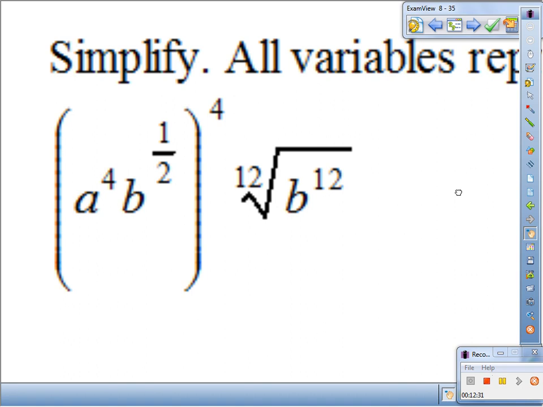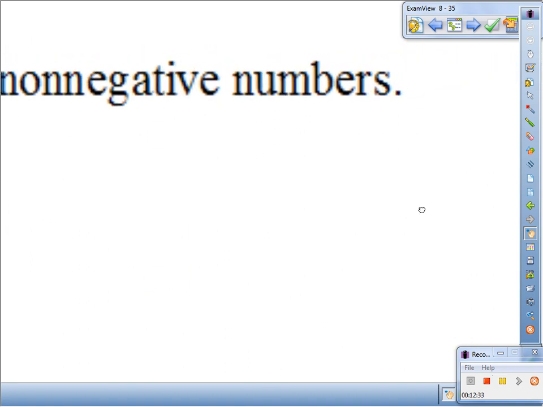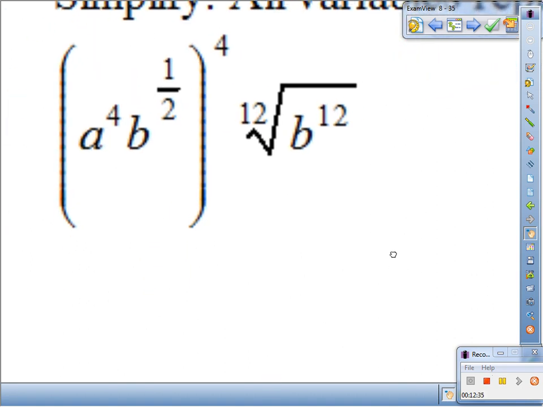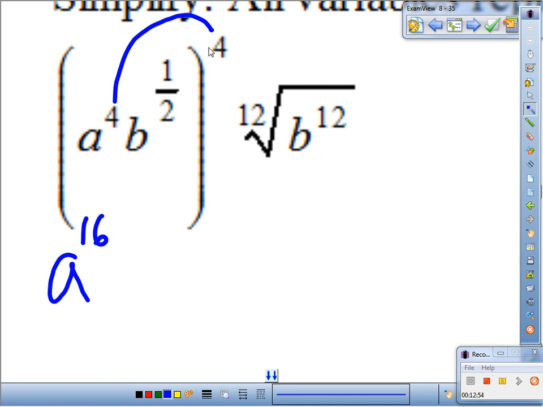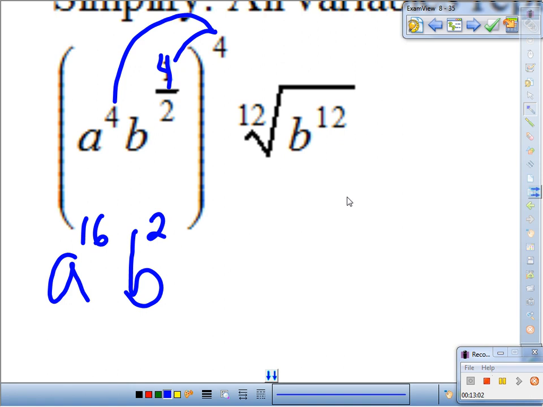Simplify. And once again, all variables represent non-negative numbers. Copy that one. Parentheses, a to the 4th, b to the 1/2, and all that to the 4th power, times the 12th root of b to the 12th. Well, I'm going to start with the first expression, which is this one. I distribute. That is a to the 16. Distribute. That is b to the 2nd, because 4 times 1 is 4. And what is 4 divided by 2? 2. That's how you get that.